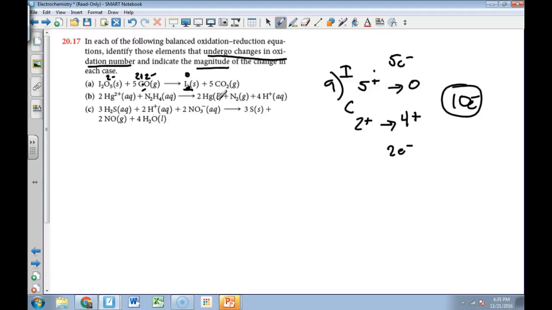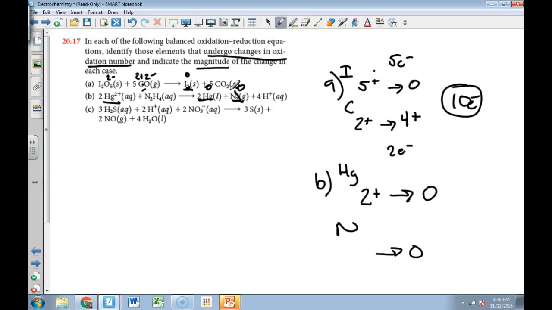Let's keep in mind all our rules. So there's mercury, mercury is 0, and there's nitrogen, nitrogen is 0. So those are probably our 2 things that are going to change. So for part B has mercury, and mercury is going from a 2 plus down to a 0. So that's the thing that's being reduced. And then nitrogen is going to a 0.